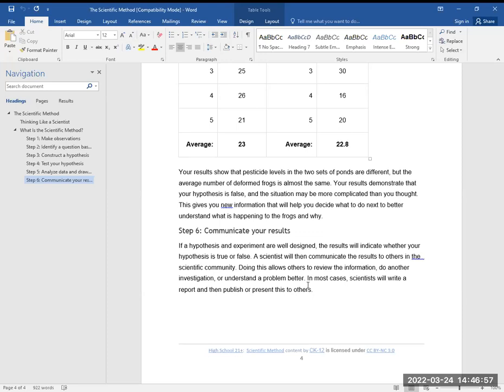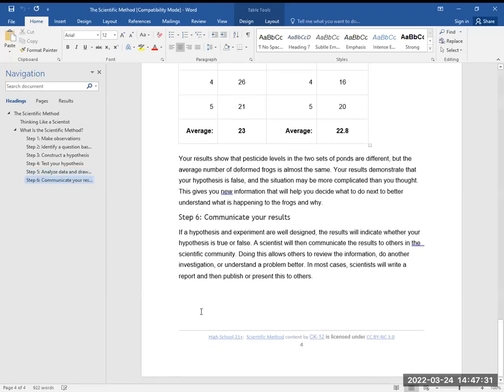So your results show that pesticide level in the two sets of ponds are different, but the average number of deformed frogs is almost the same. Your results demonstrate that the hypothesis is false, and the situation may be more complicated than you thought. That gives you new information that will then help you decide what to do next to better understand what's happening to the frogs and why. So maybe you start the scientific process all over again and look for different reasons, okay?